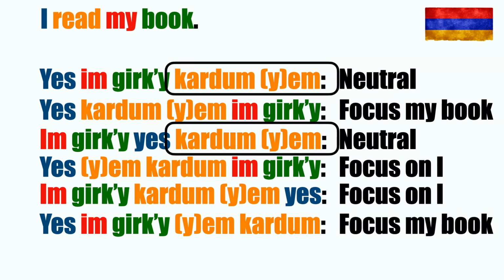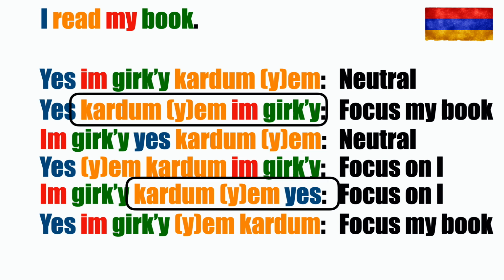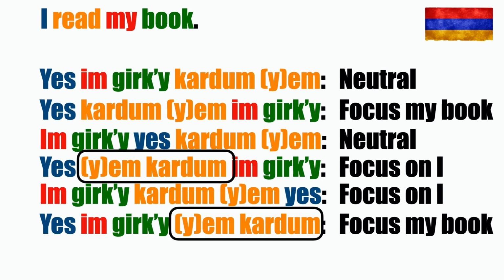Why is this the case? The combination of a verb plus auxiliary verb at the end of a sentence is considered neutral. If you keep that verb order, but the verb is not the last word of a sentence anymore, the last word gets emphasized. And if you change the order of the verb and the auxiliary verb, the word right before the auxiliary verb becomes the center of attention.